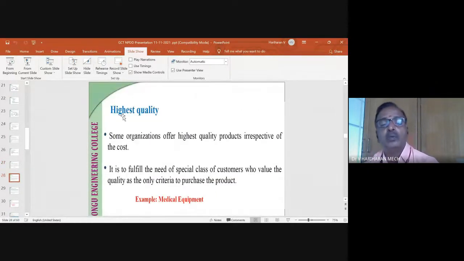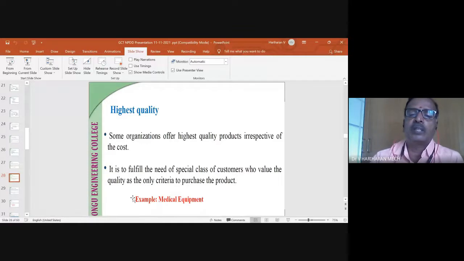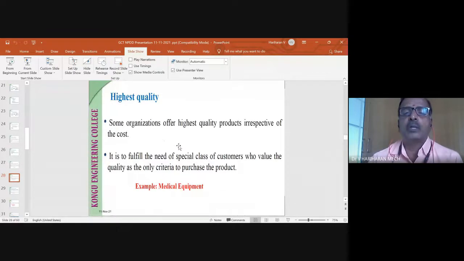Then highest quality. What does quality mean here? Some organizations offer the highest quality product irrespective of the cost. Cost is not a matter, quality alone is a matter. For example, it fulfills the need of a special class of customers who value quality as the only criterion to purchase the product. They don't bother about the cost. They need quality. For example, all the medical equipment. Medical equipment is always higher quality, but it always needs a higher cost. This is the higher quality product.